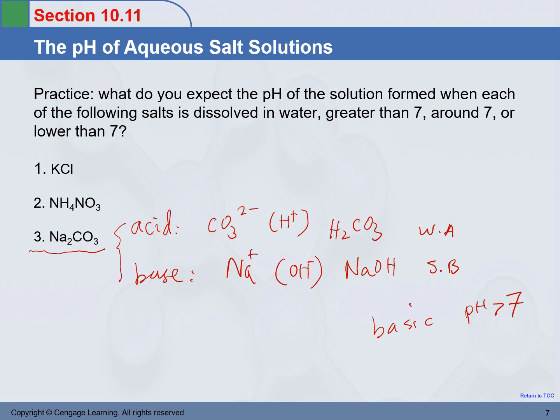All right, you can pause the video, do the first and the second one, then unpause the video to check the answer key. Here is the answer key.